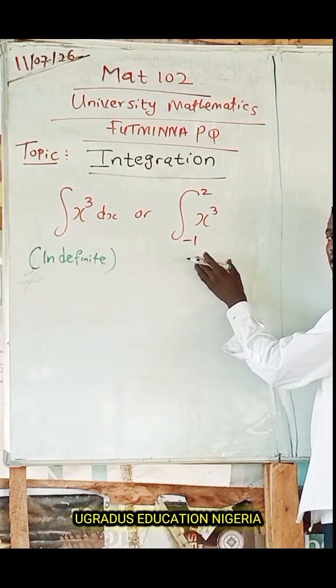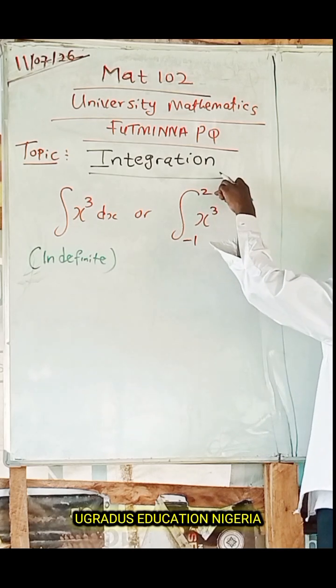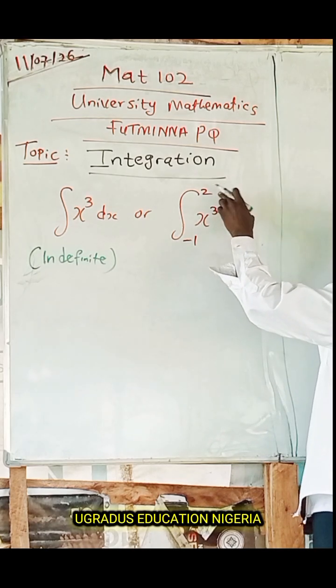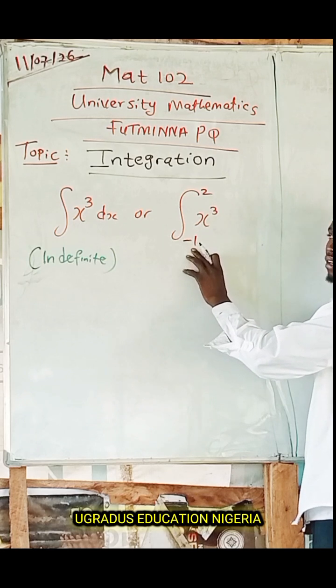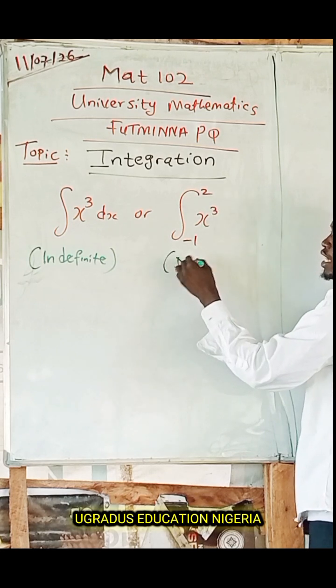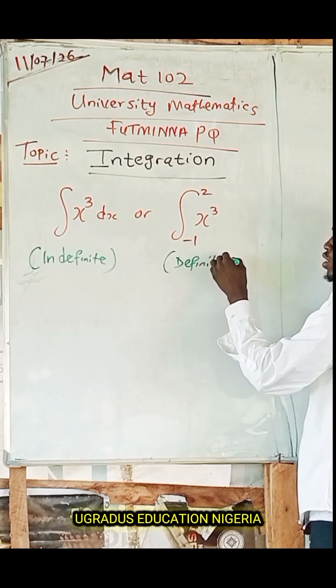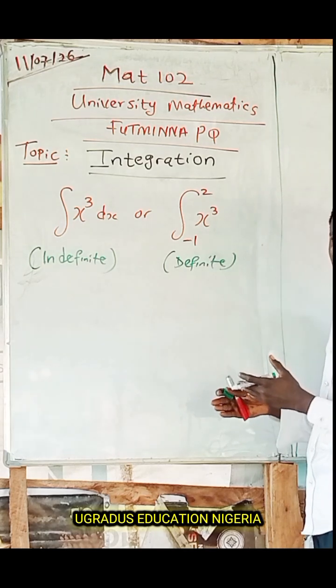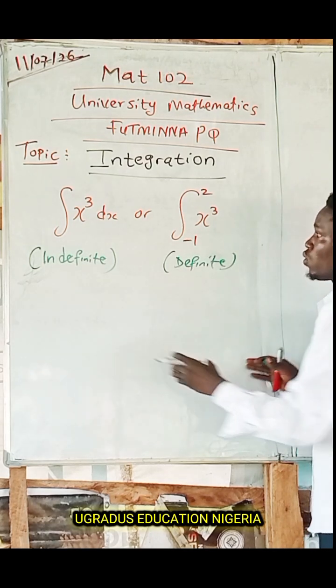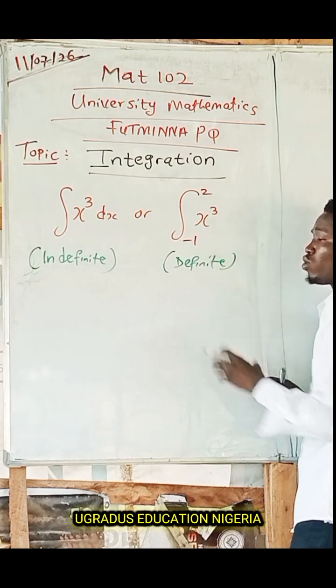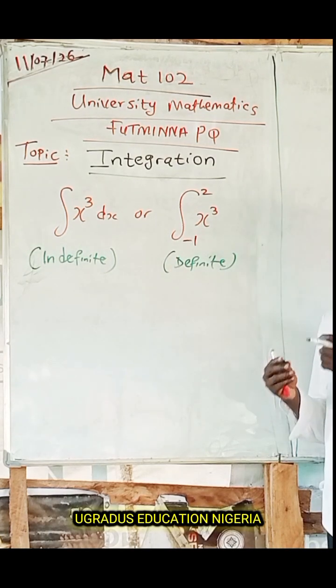But for the other one, you will notice that there is a particular figure that is placed at the top here, and there's one that is placed below here. All right, so this is definite. It means when you are done with whatever you are doing, you must insert a definite value into your expression. So if you want to do this, the principle you are going to use for both is still what we call the first principle of integration.